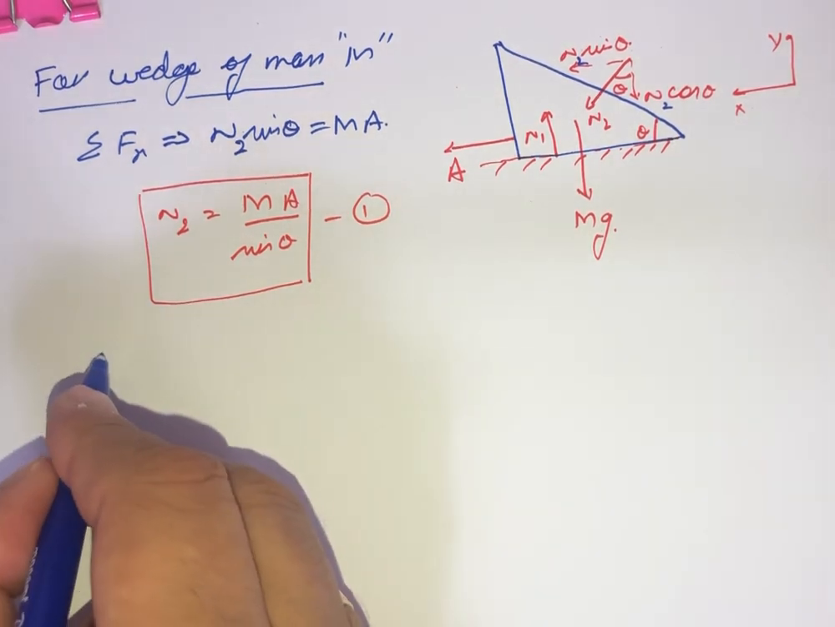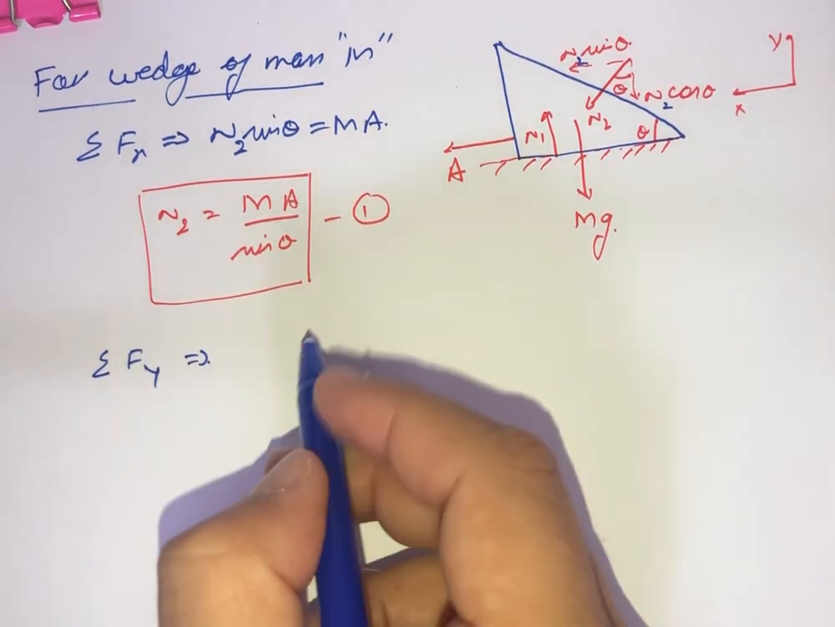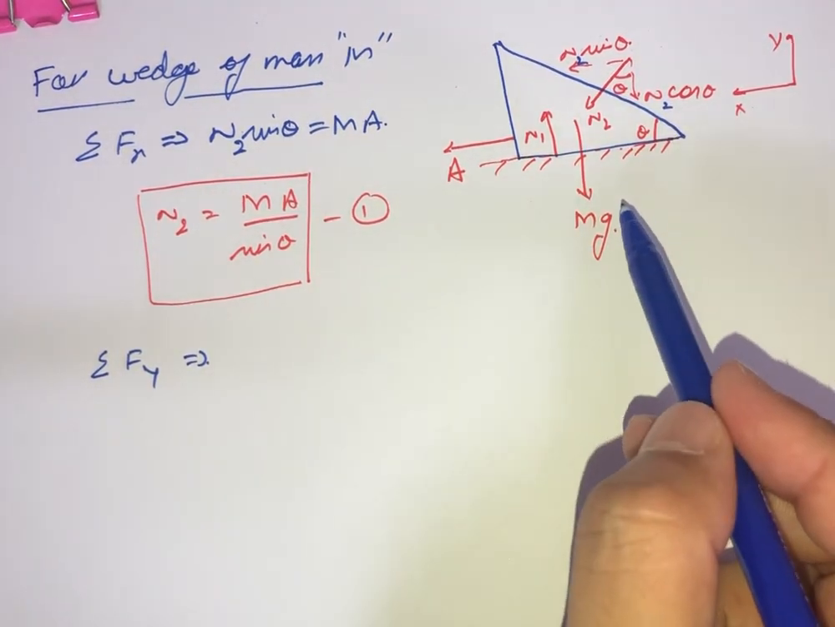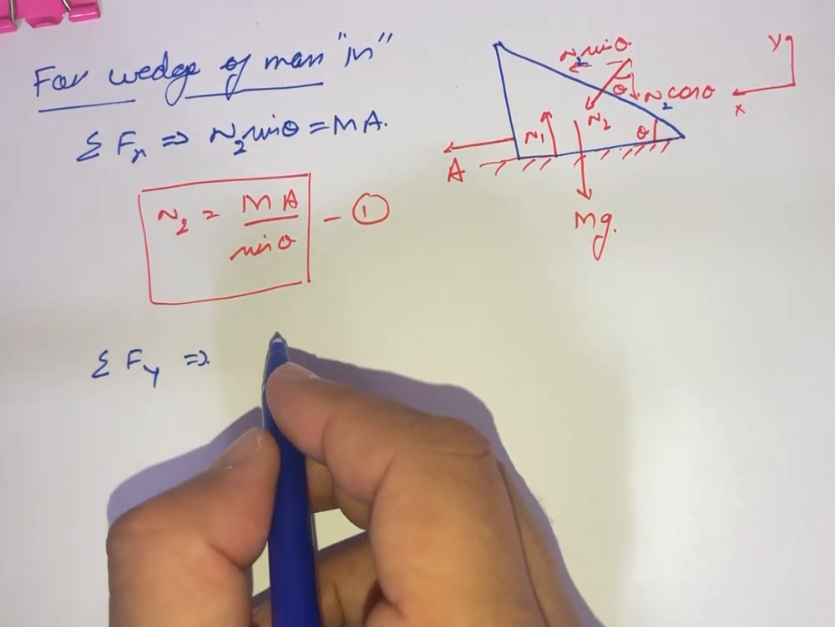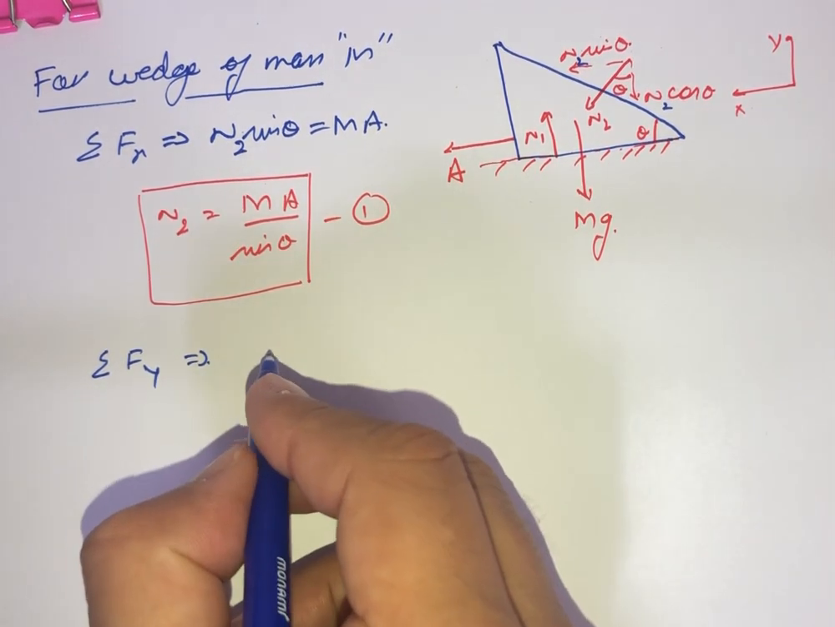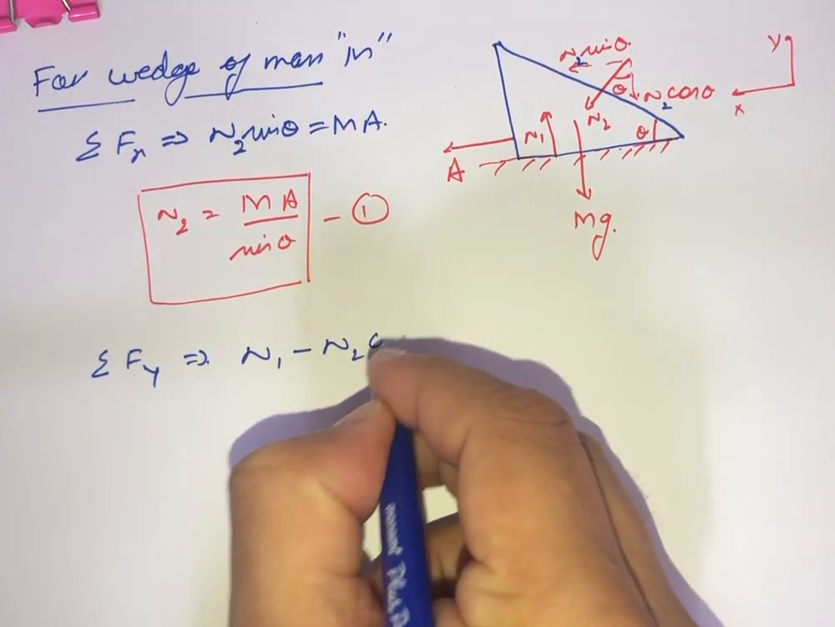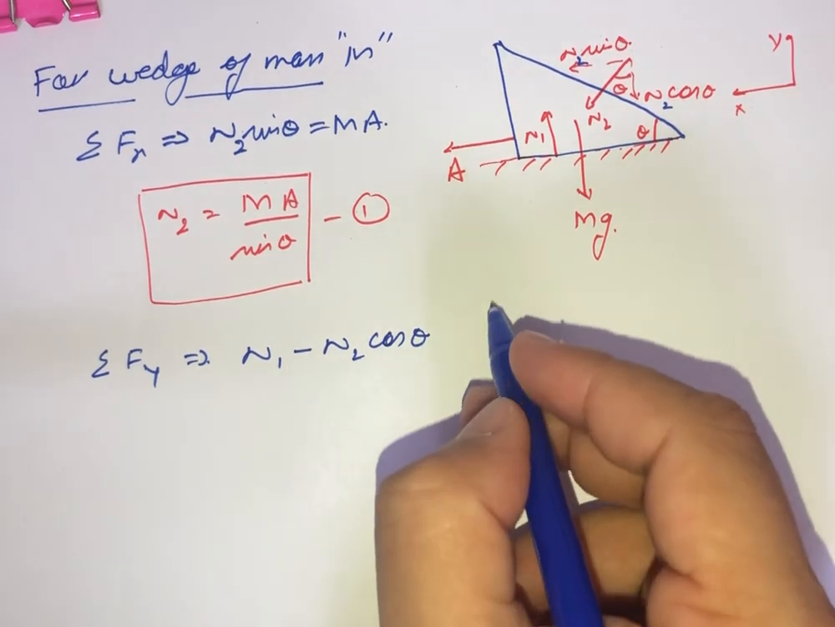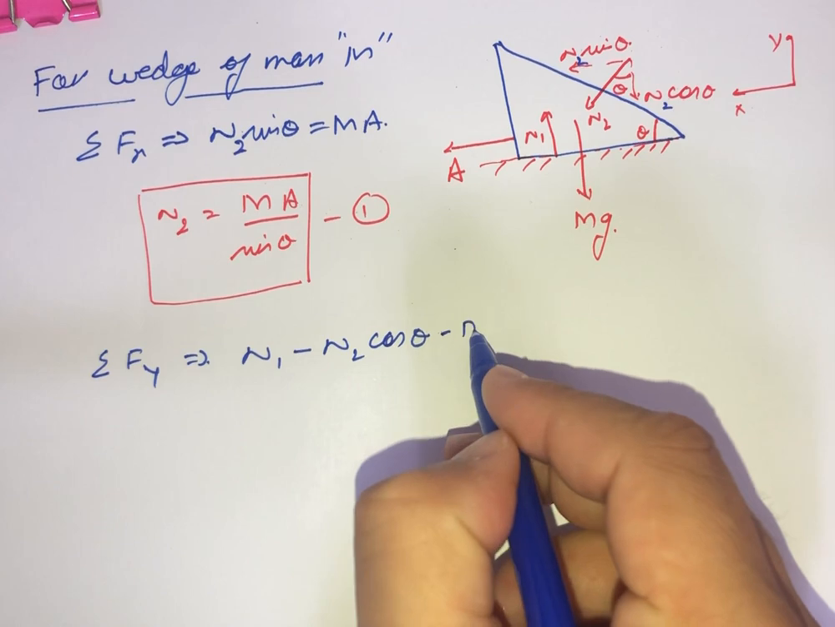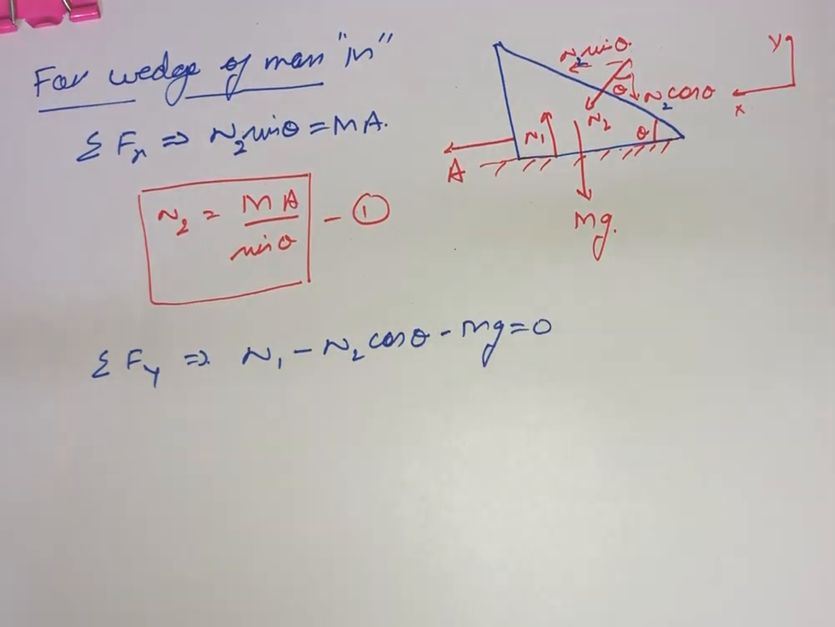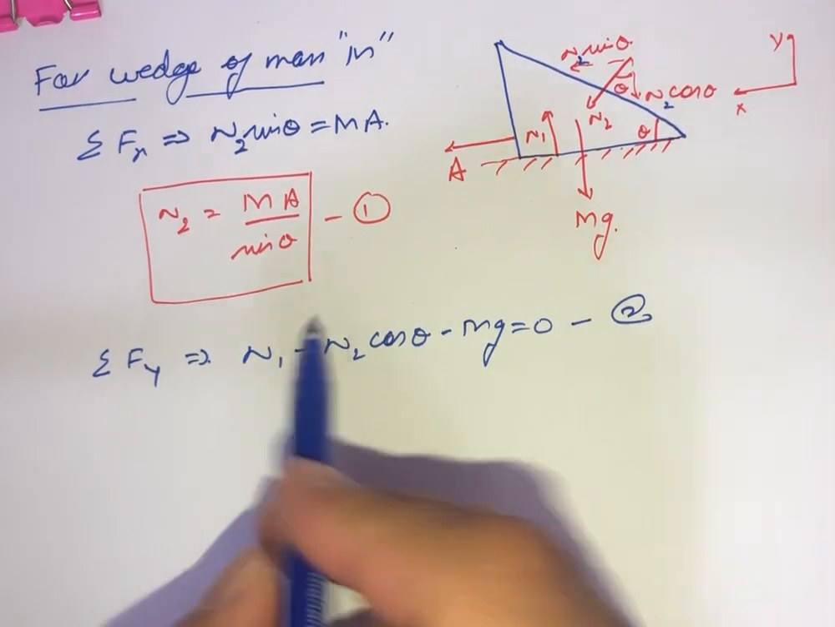And the summation in y will give us N1 minus N2 cos theta, and there will be minus Mg, which is equal to 0. And let us call this equation number 2.